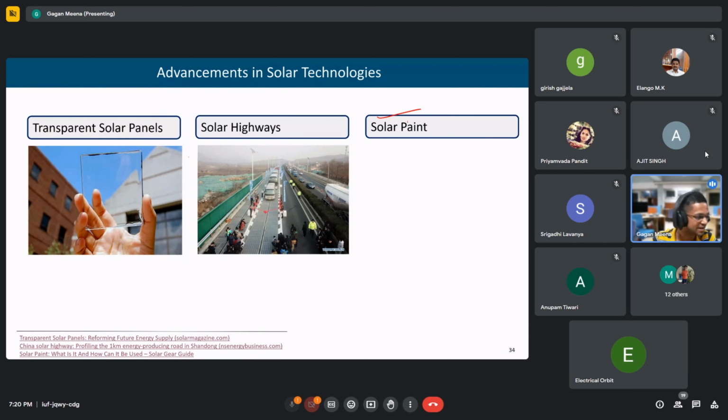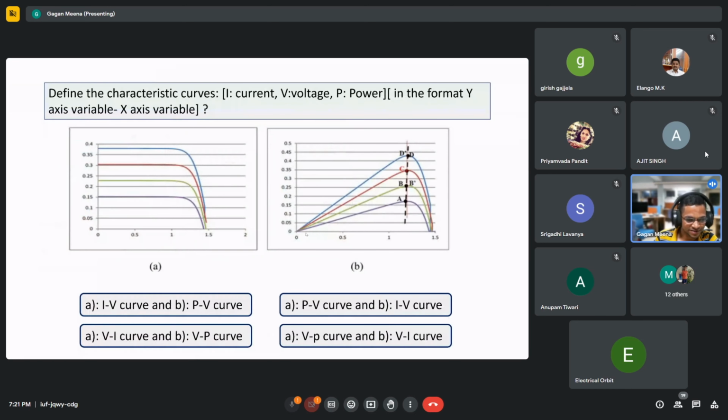And then solar paints are also available nowadays. You can paint the surface and it will act as a solar panel. Now we have flexible panels also available. You can fold them and put them over any surface, on roofs, different types. So all these things are now coming up. Maybe in future we will use them more as their cost reduces.